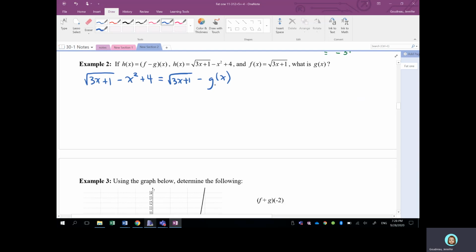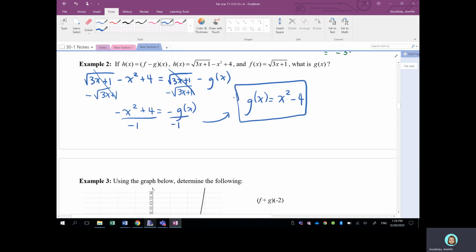Let's solve for g. We're going to start by subtracting root 3x plus 1 from both sides. That actually cancels out this term, and we're left with negative x squared plus 4 on the left-hand side. And on the right-hand side, we're left with negative g at x. Divide both sides by negative 1, and we get g at x is equal to x squared minus 4. So we can actually solve for equations using algebra with other equations.